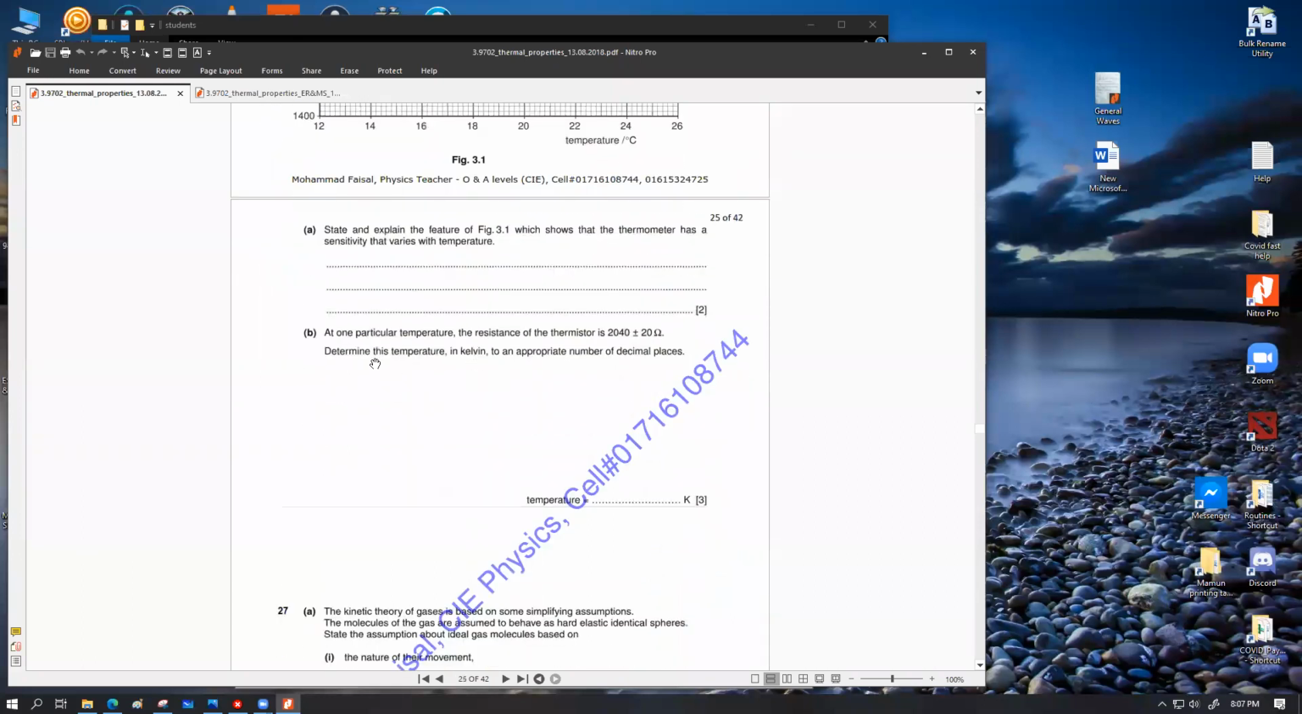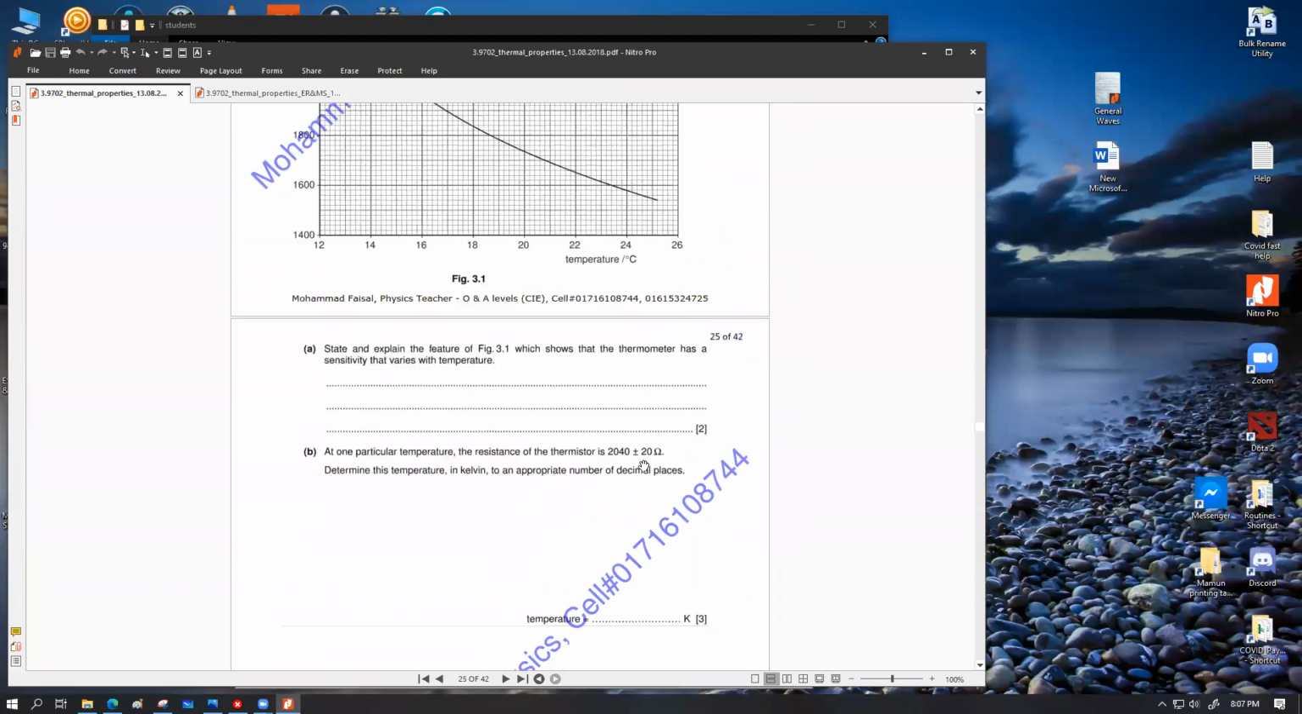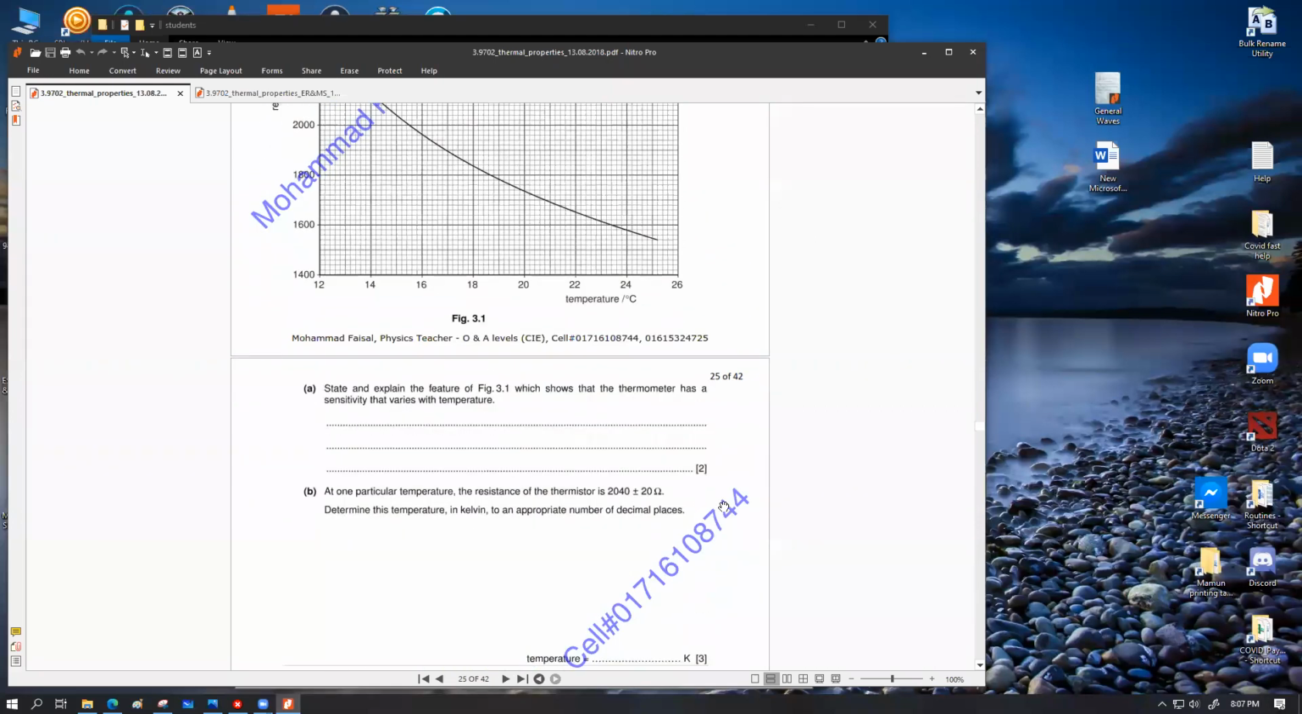And then comes the mathematical question. At one particular temperature, the resistance of the thermistor is 2040 plus minus 20 ohm. Determine this temperature in Kelvin to an appropriate number of decimal places. Since they have already given us a range, I believe you should also find the temperature with some plus minus as well. So how can we do that? Temperature at 2060 and 2020. Exactly, we're going to go for maximum and minimum. That works, beautiful.